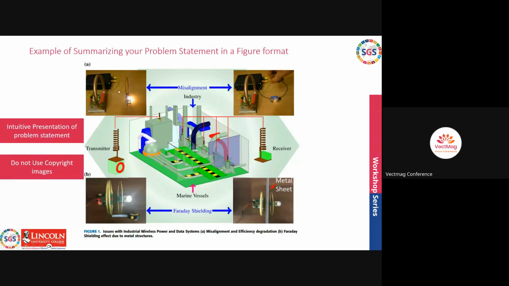Now, if you are operating the system in industry, you cannot align them all the time and operate. The second part here is the B part. Here you see this is an inductive power transfer system.